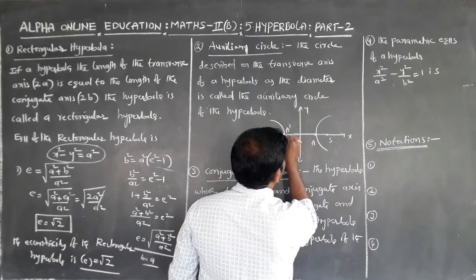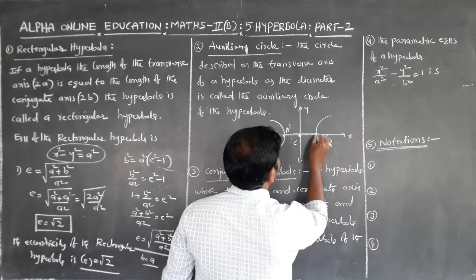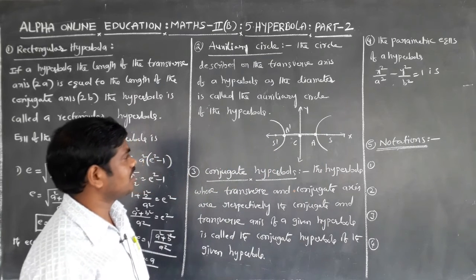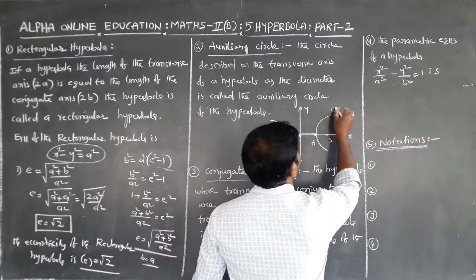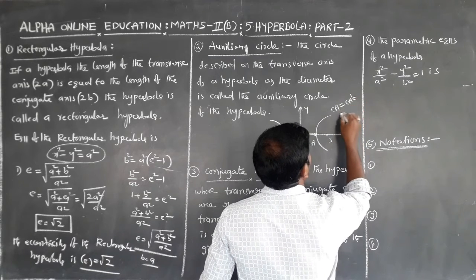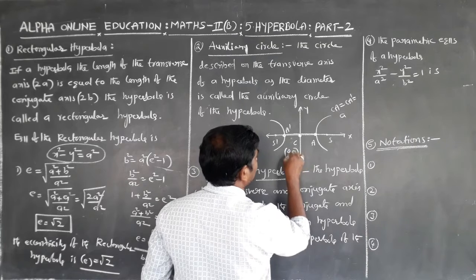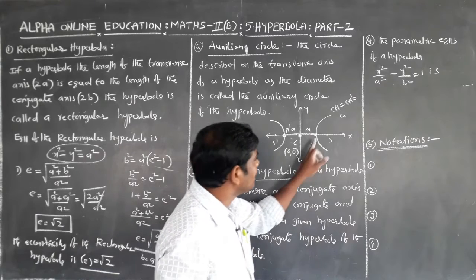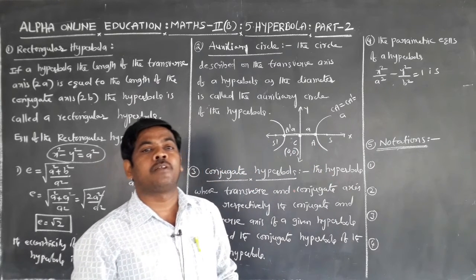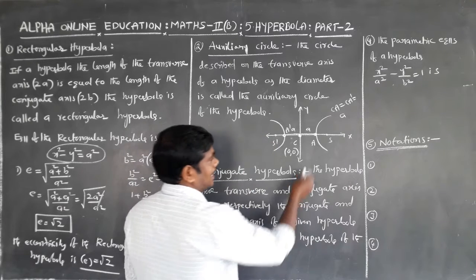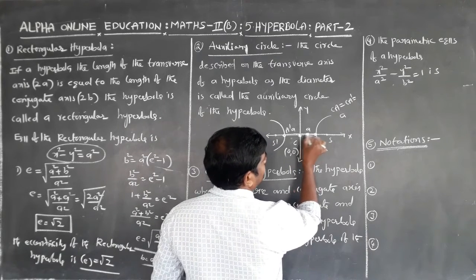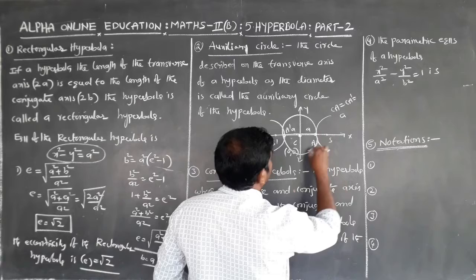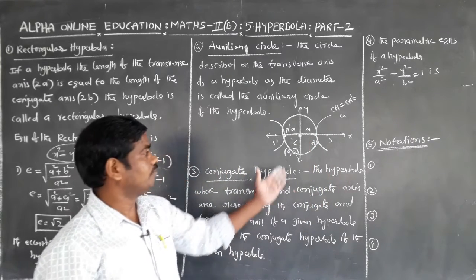Here C is the center. AA dash is the transverse axis. Here CA equal to CA dash equal to small a. Center is 0, 0. CA equal to small a, CA dash equal to small a. Here AA dash is the diameter. The circle described with AA dash as the diameter is called the auxiliary circle. This is the center, CA is the radius, AA dash is the diameter of the circle, called the auxiliary circle of the hyperbola.